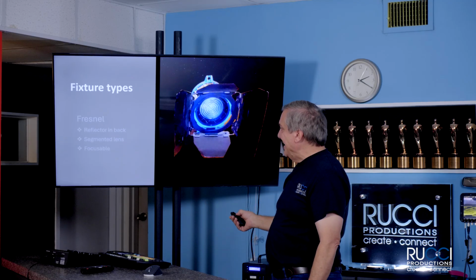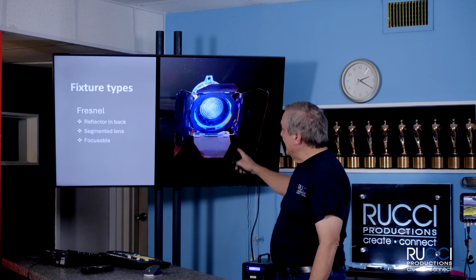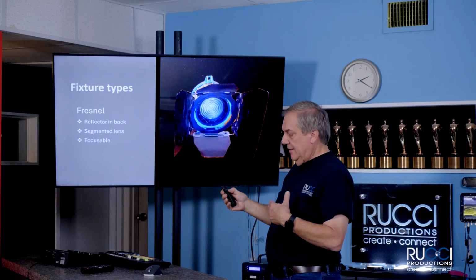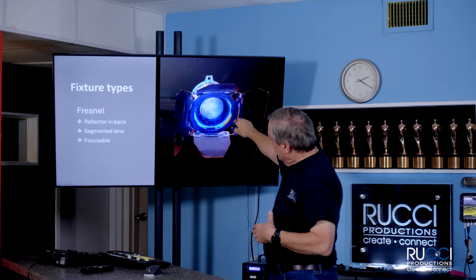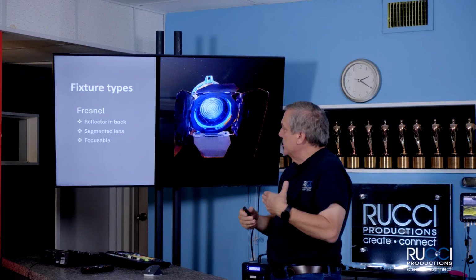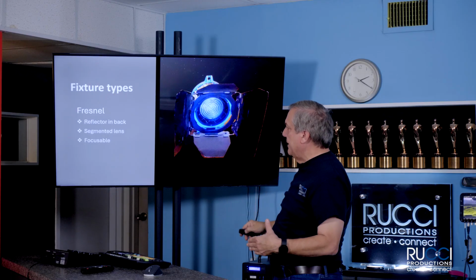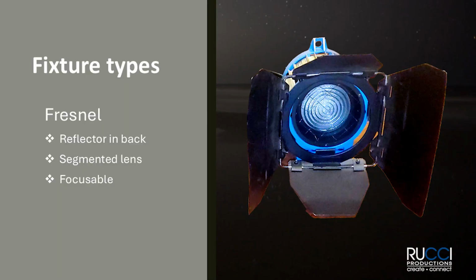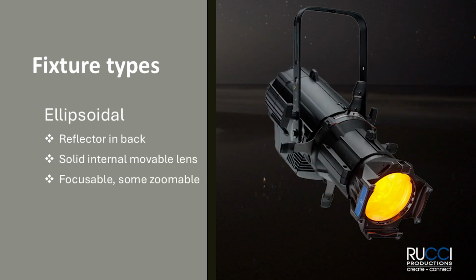Then this would be a Fresnel, which has a lens in front of it, usually glass, and it's a lens that's got rings because it's been kind of sliced up and recombined, so it's lighter. Those also have a reflector in the back, and they're also focusable, but those will create a sharper light because of the lens. And then you have an ellipsoidal or ellipsoid, which is an even more focusable light.